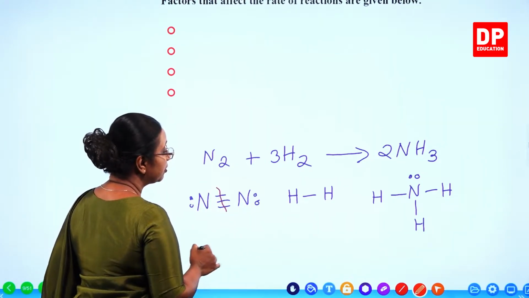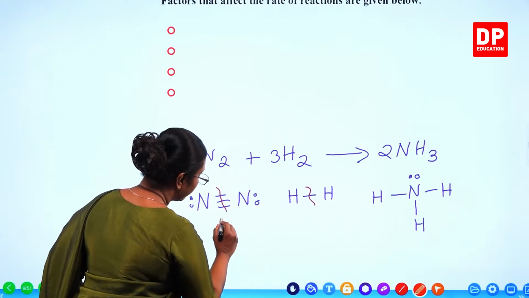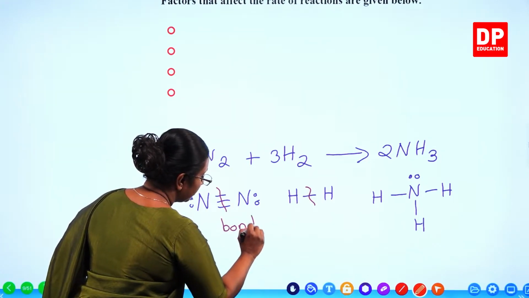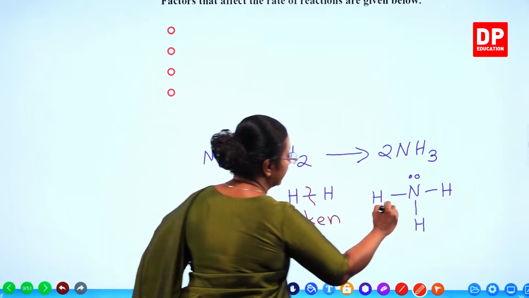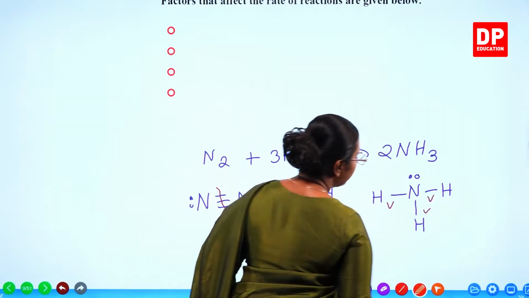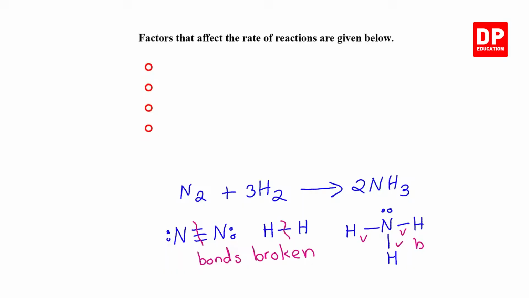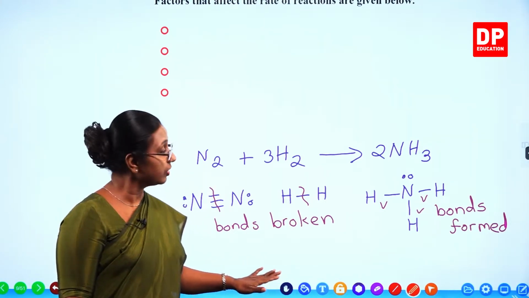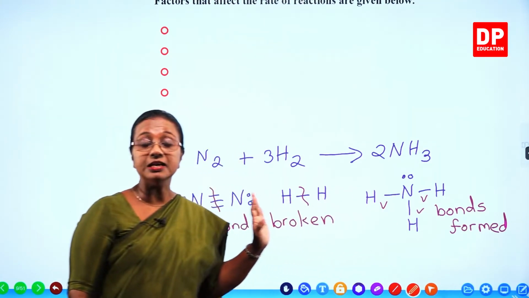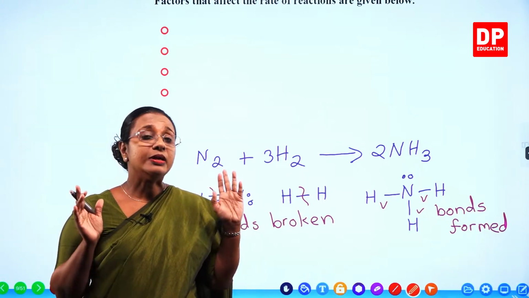This has to be broken, this has to be broken, so bonds broken, and these 3 bonds are formed. So bonds formed. So when the reaction between nitrogen and hydrogen takes place, there are chemical bonds which are being broken and new bonds are being formed.